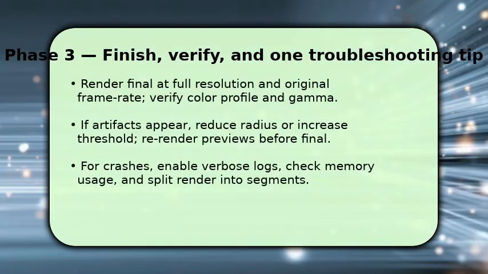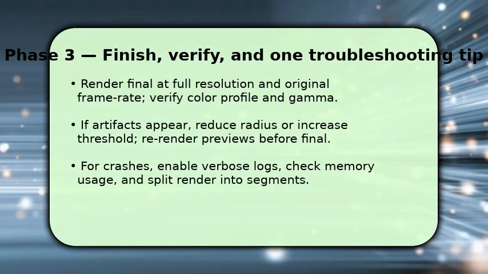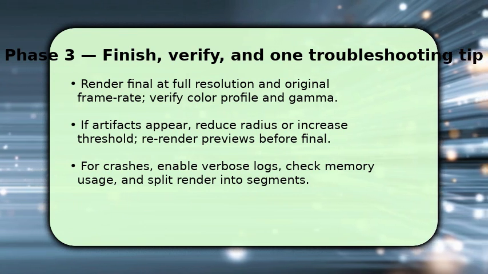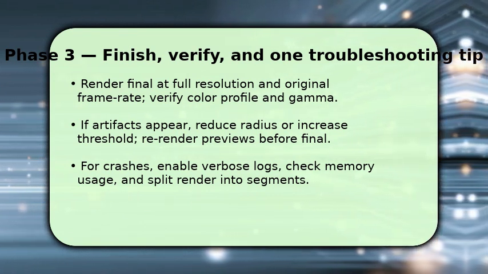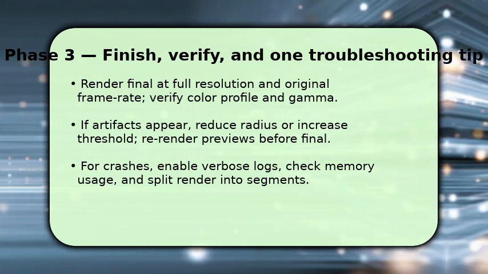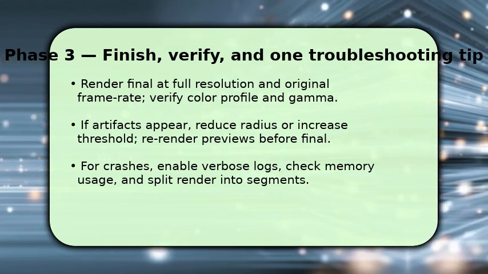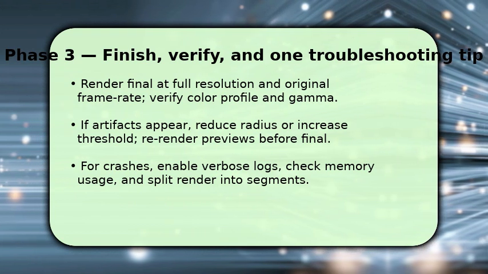You finish by rendering the final output at full resolution and the original frame rate so temporal quality is preserved. Confirm color profile and gamma to avoid shifts. If you see halo artifacts or blown highlights, reduce radius or raise the threshold, then preview again to save time.